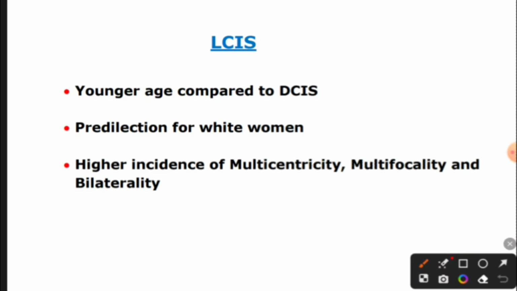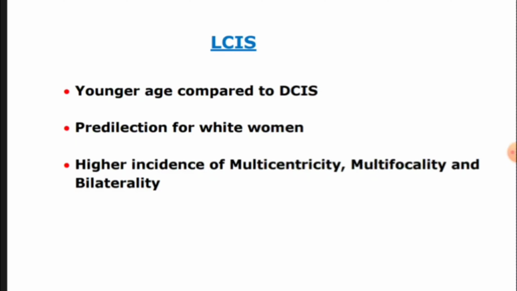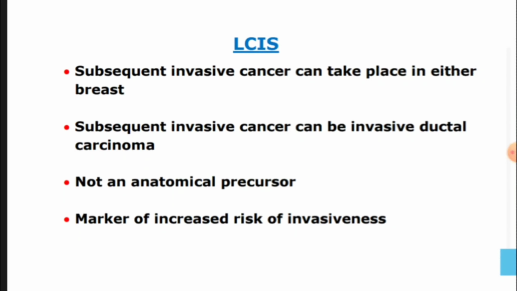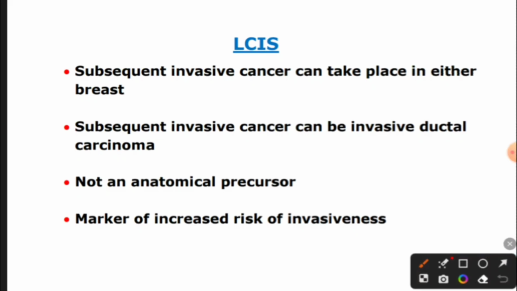Lobular carcinoma in situ occurs at a younger age compared to DCIS, and there is a slightly increased incidence in white women. There is higher incidence of multicentricity, multifocality, and bilaterality in lobular carcinoma in situ. Subsequent invasive cancer in lobular carcinoma in situ can take place in either breast, and the subsequent invasive cancer can either be a lobular carcinoma or an invasive ductal carcinoma.